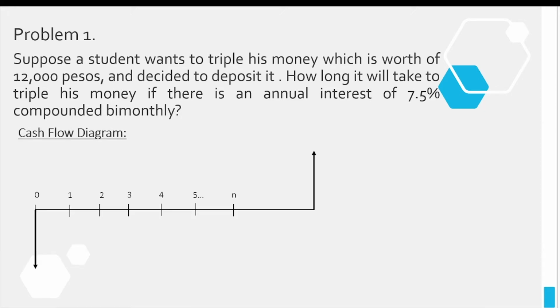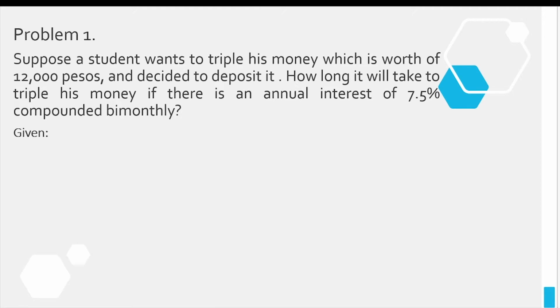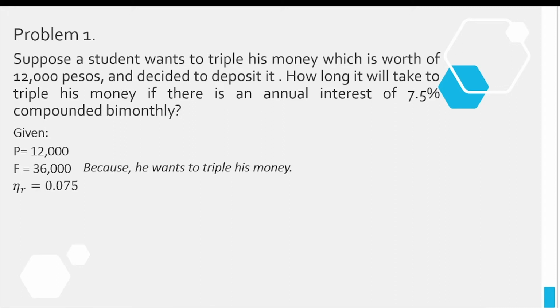So we have P is equal to 12,000 pesos, our F is equal to 36,000 pesos, and our nominal interest rate is 7.5% compounded monthly. In our given, we have present value equals 12,000 pesos, future value is 36,000 pesos because he wants to triple his money, therefore we only need to multiply 3 times the 12,000 pesos in order to obtain the future value. Our nominal interest rate is 7.5%.